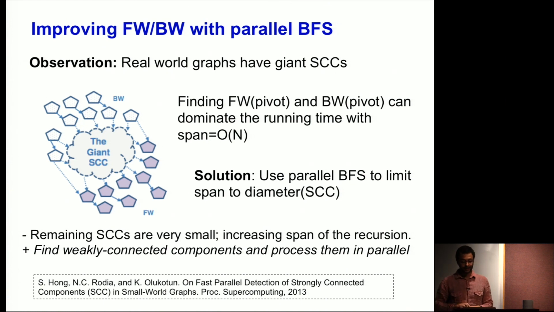And there is this smart idea of finding the weakly connected components and processing them in batch together so that the span doesn't go high. And that's a recent finding. It was a supercomputing paper last year by folks from Stanford. And it was a nice read, to be honest. You can take a look at it.